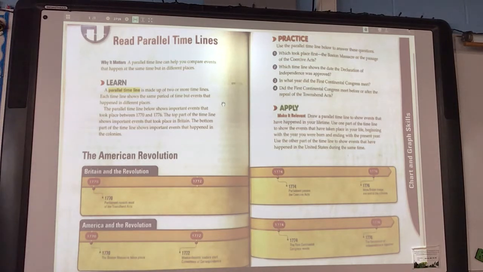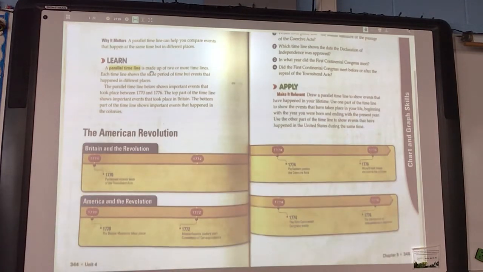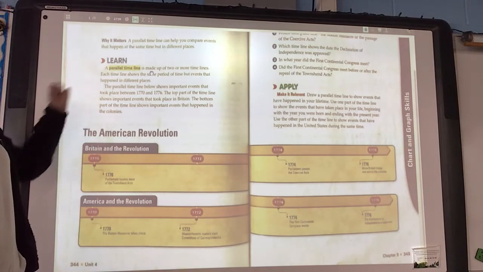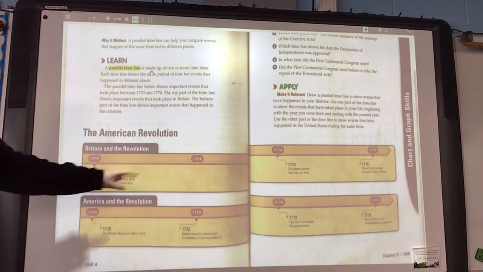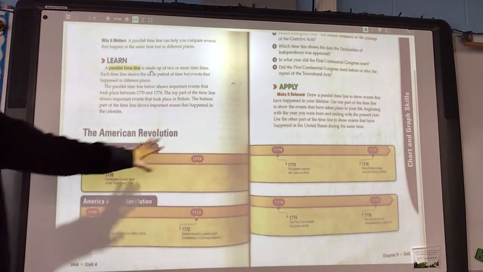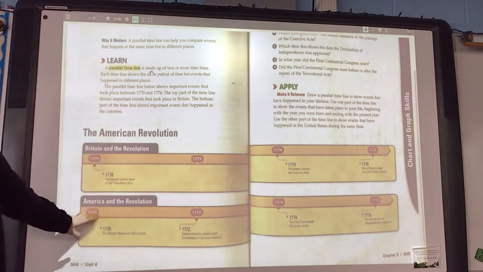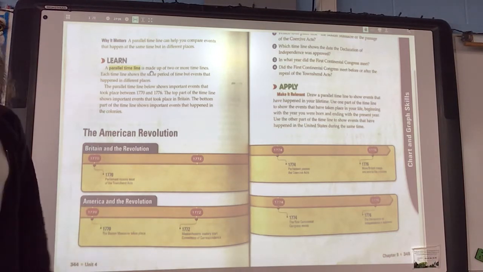Okay, so we're going to read these parallel timelines, and they help compare events that happened at the same time but in different places. So this is what happened in Britain. This is what happened in America. So the parallel timeline is made up of 2 or more timelines. Each timeline shows the same period of time but events that happened in different places. The parallel timeline below shows important events that happened between 1770 and 1776. So that was kind of the span of when the revolution started, right? Events that took place in Britain, and the bottom part of the timeline shows important events that happened in the colonies.